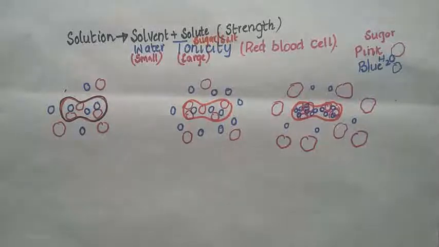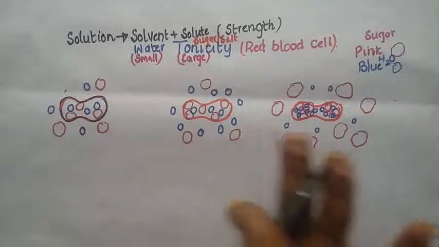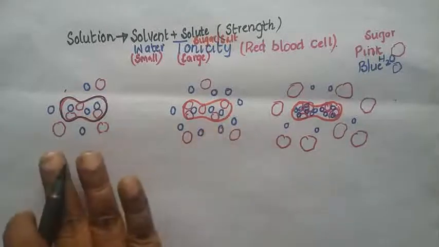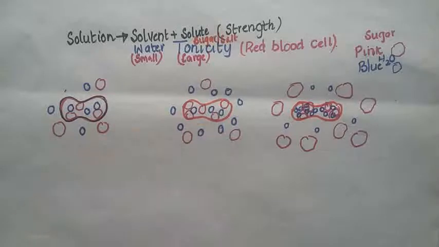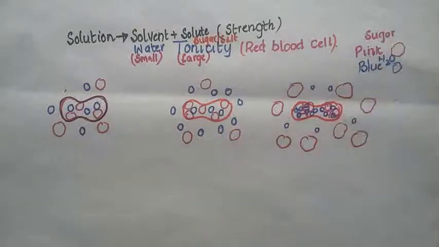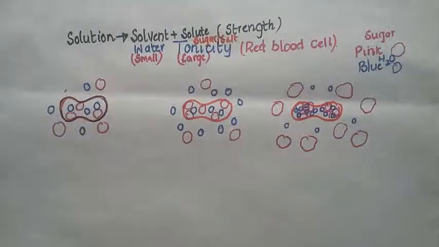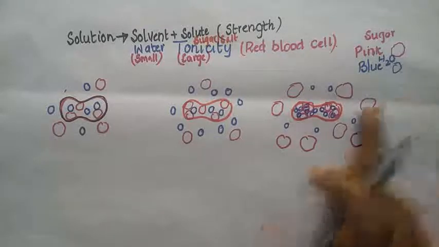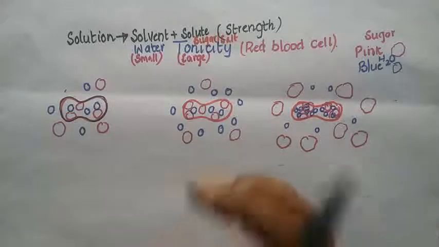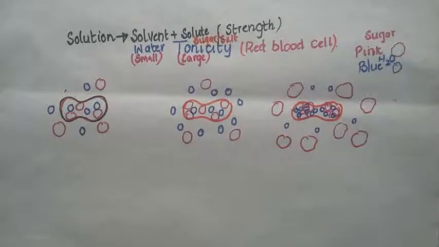So I have represented RBCs in three different kinds of solutions, and I have shown the solutions in terms of representing the molecules of water followed by sugar. So the blue color molecules are nothing but the water molecules, which are smaller in size, and the pink color molecules, which are larger in size, represent the sugar or the salt molecules.